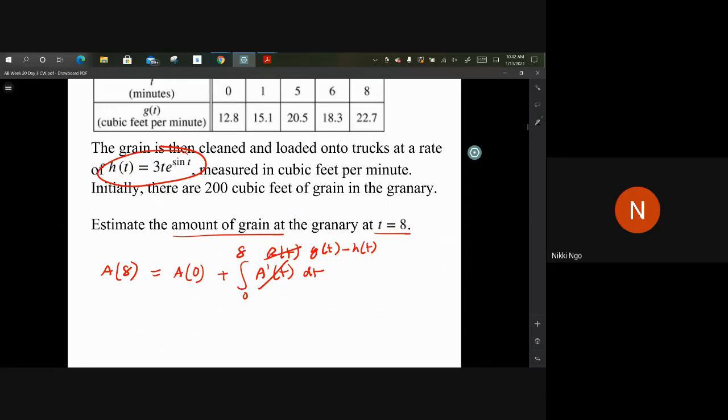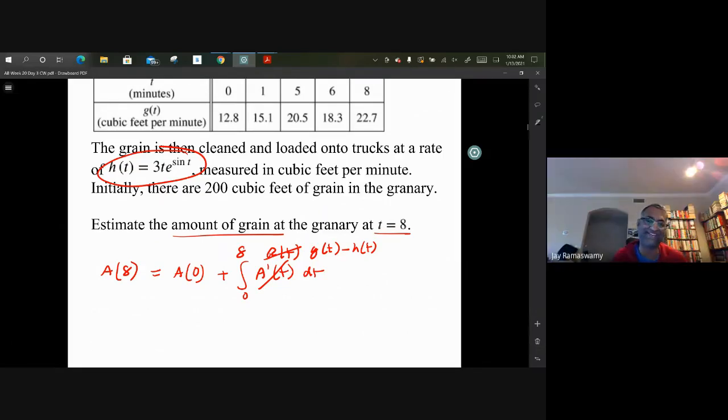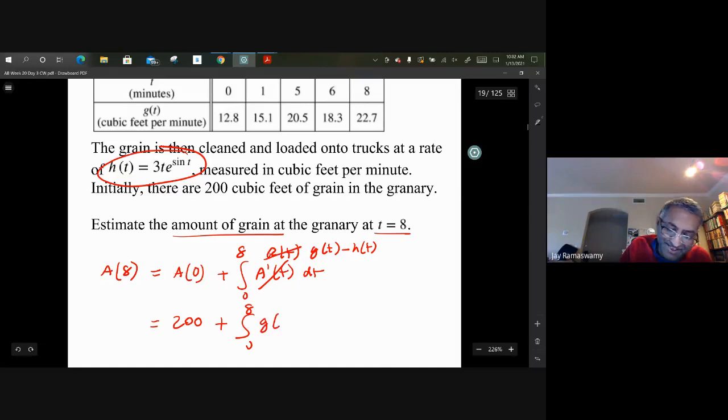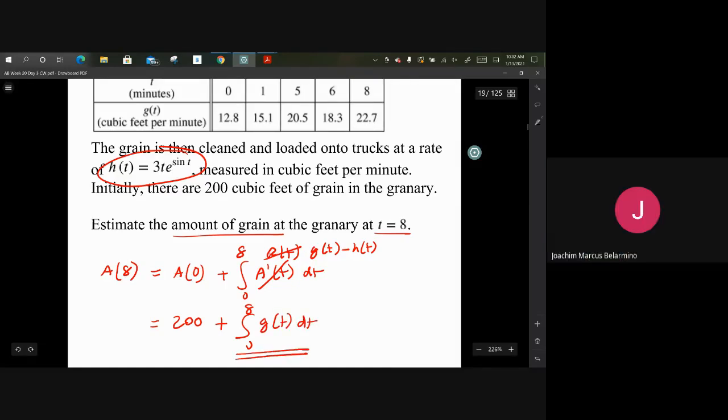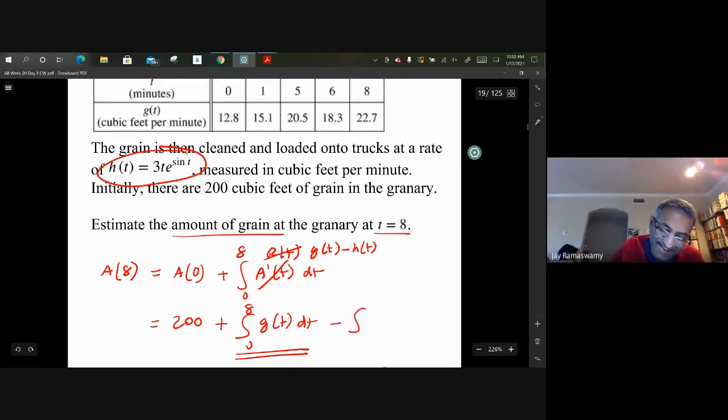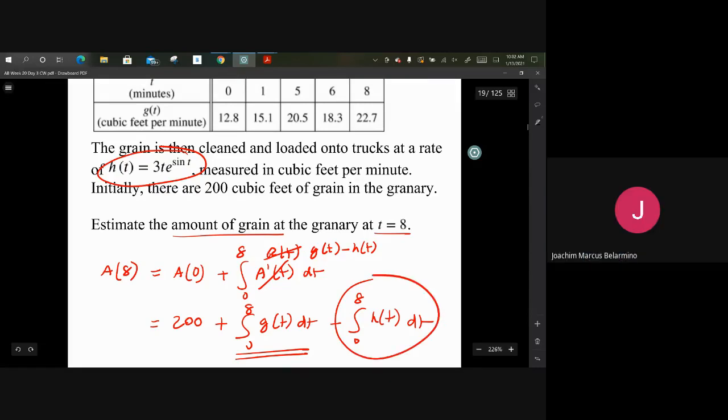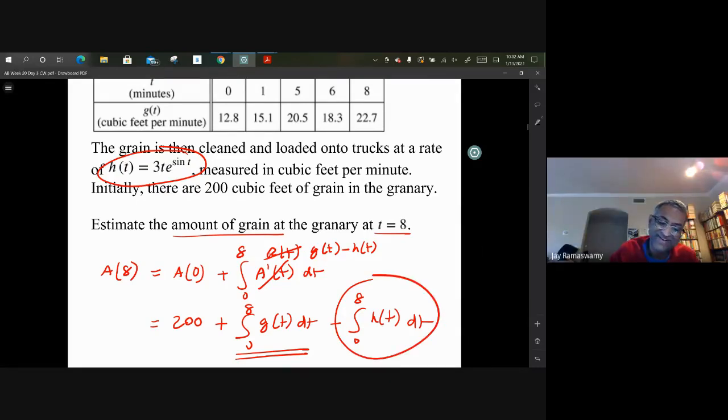Should I split up the integral? Because there are two different ideas. So A of 0 is 200. She got the hang of it. So integral 0 to 8 of G of t dt. Wait a second, did we not just find it? Yes. Minus integral 0 to 8 of H of t dt. Will Desmos take care of that guy? Is everybody okay there? Okay.